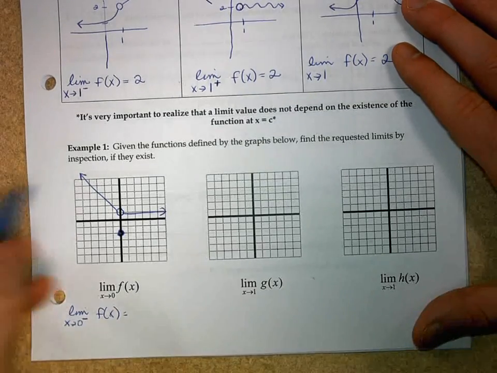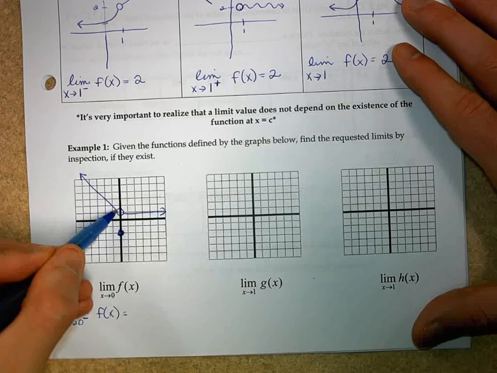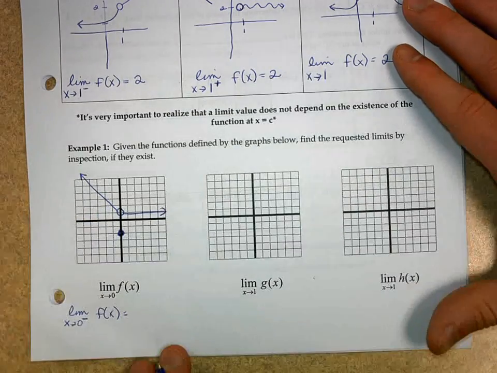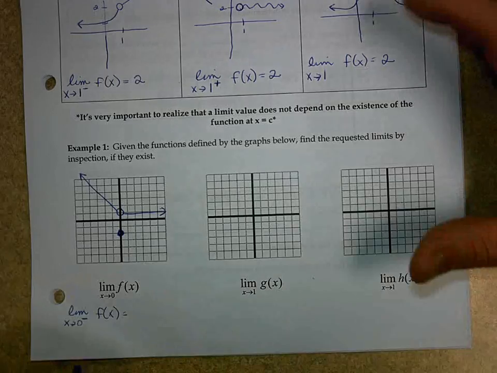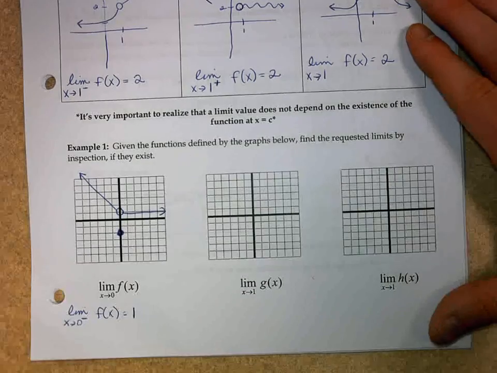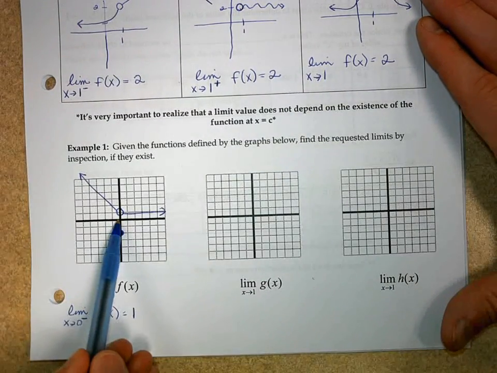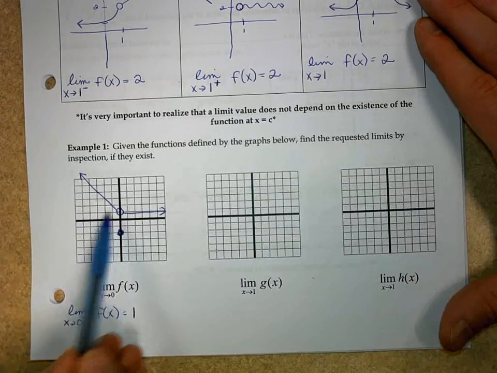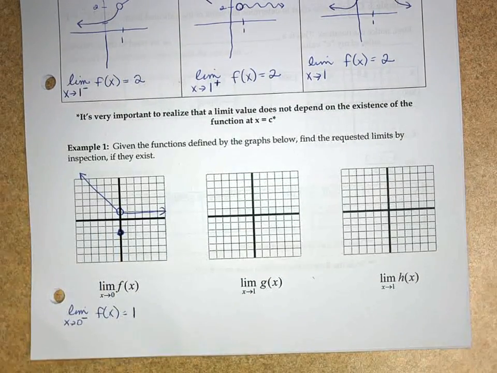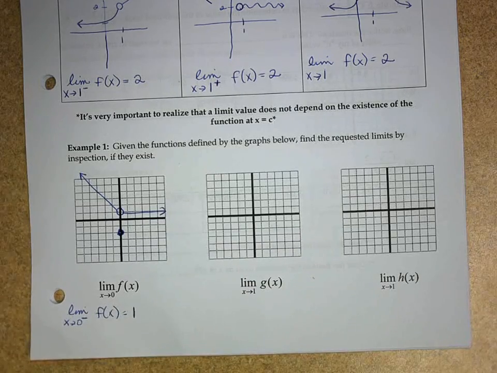What does it equal? Well, as I get closer and closer to 0 on the left-hand side, so let's say I go -0.00001, what value do I get really close to? And the answer is I get very close to a +1. If I were to be at the point -0.0001, I'm going to be very close to 1. I'm going to be like a 1.0001, just slightly up.